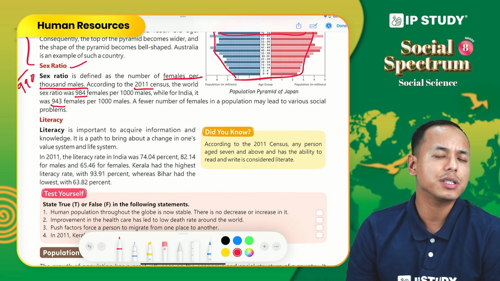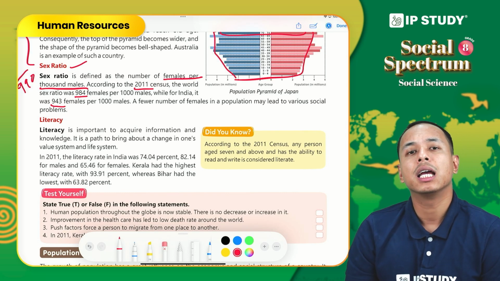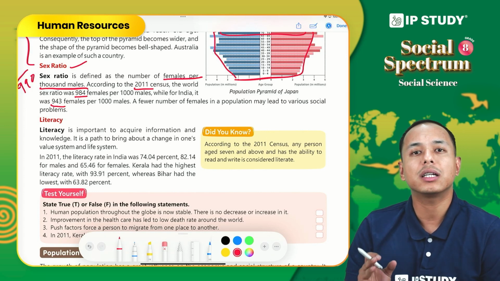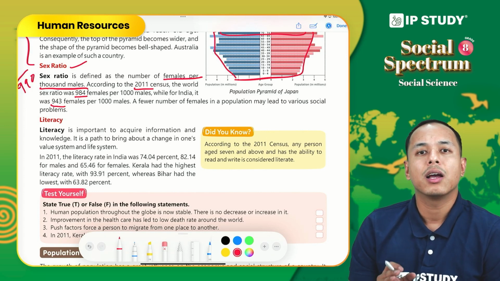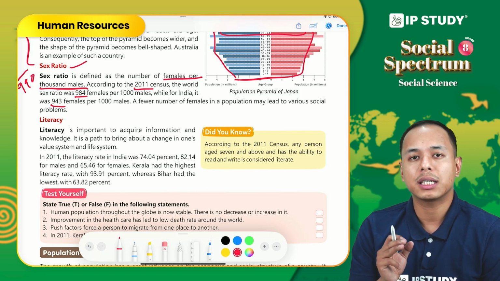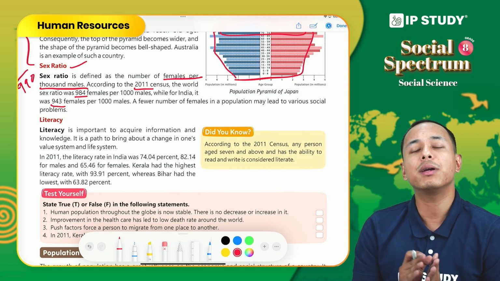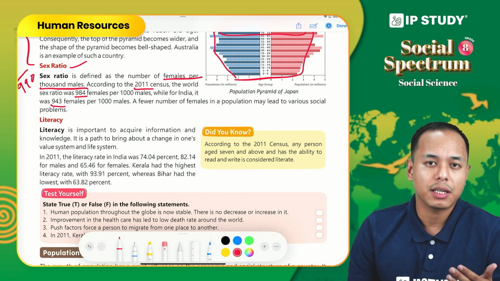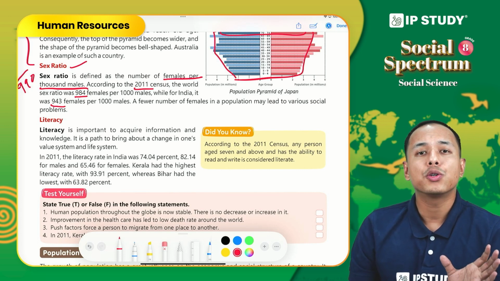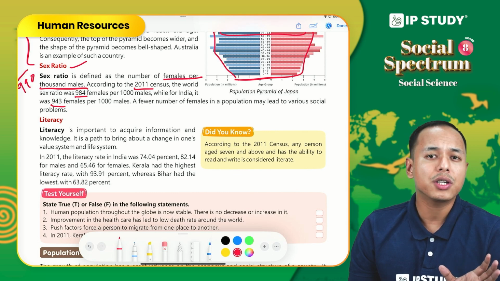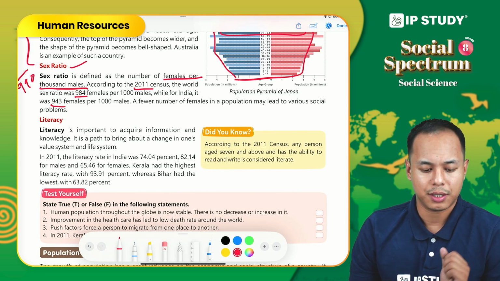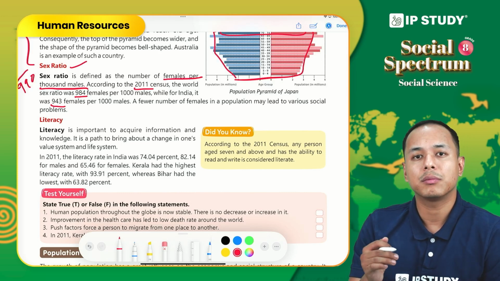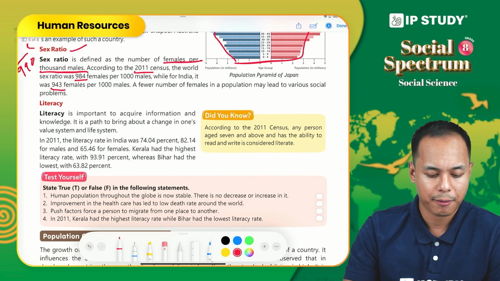And why is sex ratio important? Because it shows the condition of women or females in a particular country, the societal norms. We can say that a country with a very low sex ratio signifies that female infanticide or foeticide is practiced, or male preference is there. So it also shows the social condition of a particular region or a country. So better the sex ratio, better the country when it comes to societal norms.